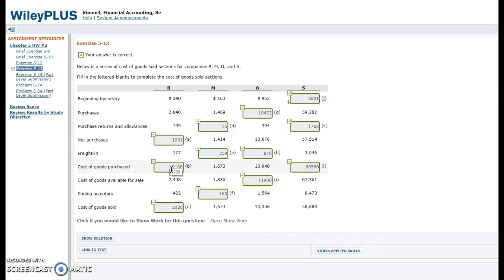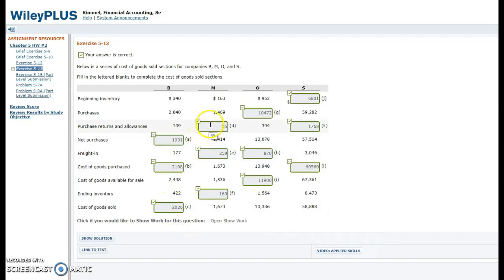Alright. Then the next one we're going to do is cost of goods sold. In order to find cost of goods sold, you take cost of goods available for sale and you subtract the ending inventory. So right here, you subtract these two and it will tell you what you actually sold.